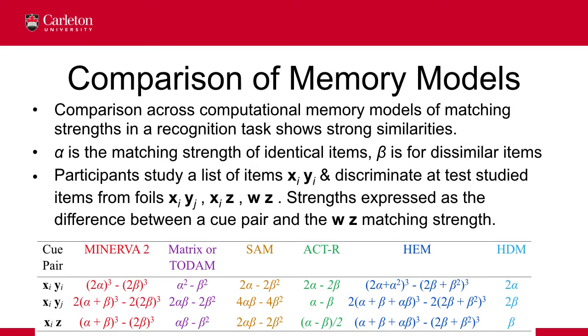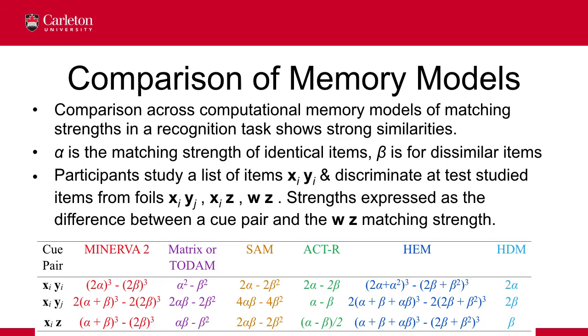The fan effect and extra list feature effects pose a challenge for existing computational memory models. Computational memory models allow us to formalize our theories of how human memory works. While there are many models, mathematical comparisons of the behavior of these models reveal strong similarities. Humphreys et al. 1989 compared the pair recognition behavior of the Minerva, SAM, and Totem models of memory, as well as Humphreys' own matrix model.